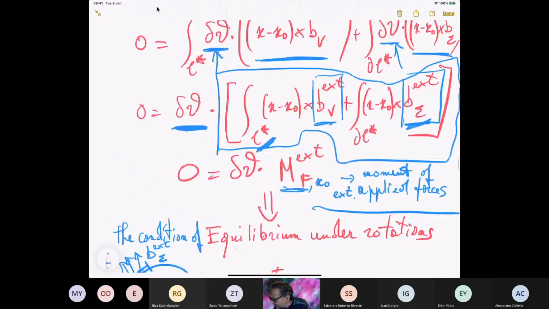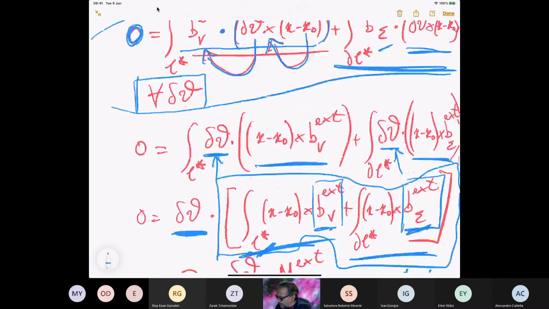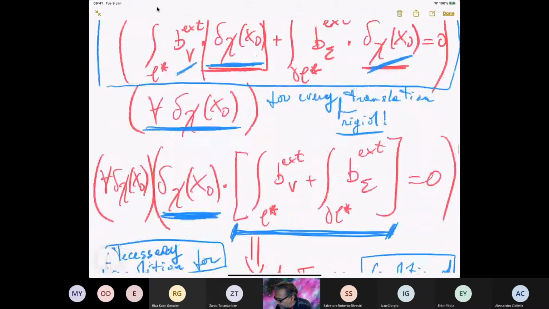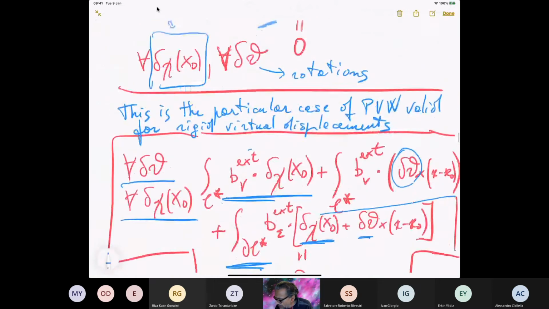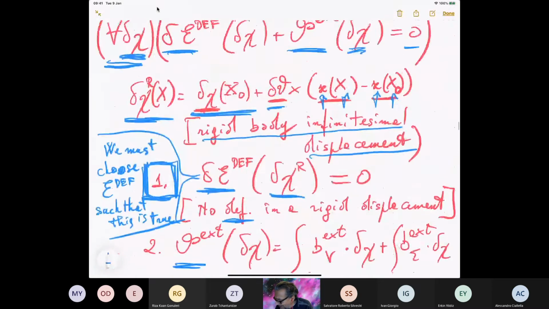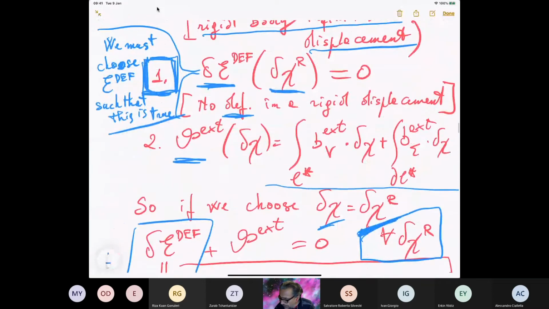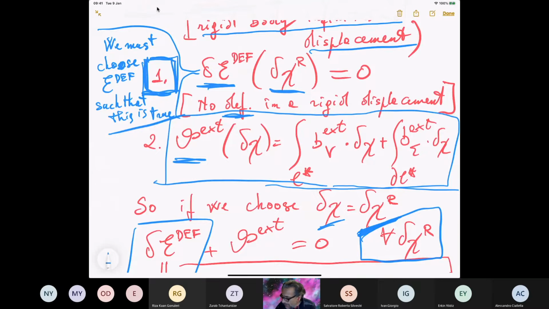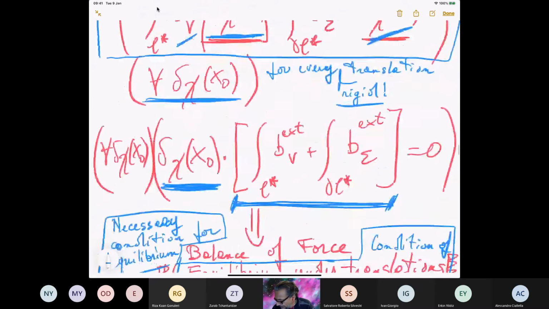And we discovered that this is the most general, we did it before, the most general external interaction for a first gradient Cauchy continuum must be of this form. So you have a volume force and a surface force, and only this. You cannot have line forces, as I said before.